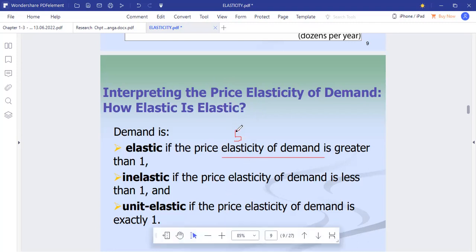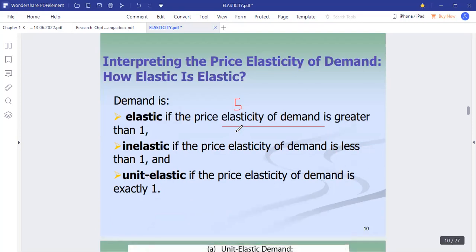So that is a concept in understanding and interpreting elasticity of demand. So you need to understand that also elasticity of demand is important even in trade.